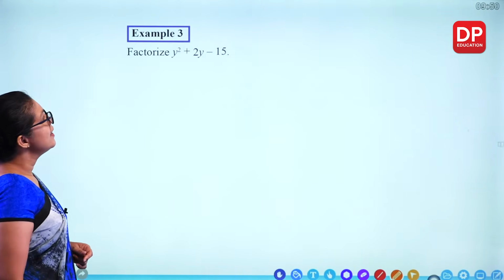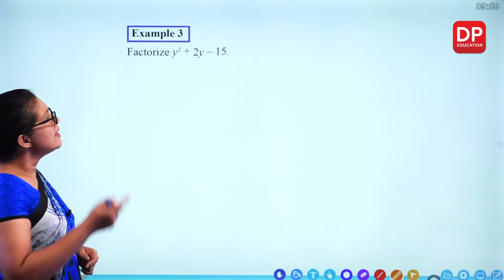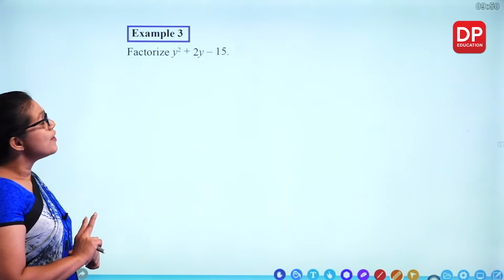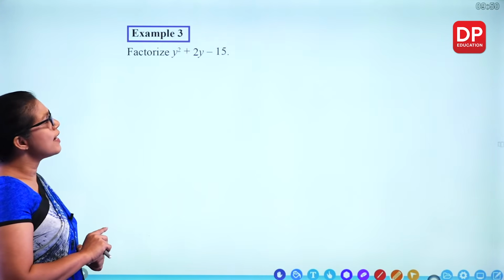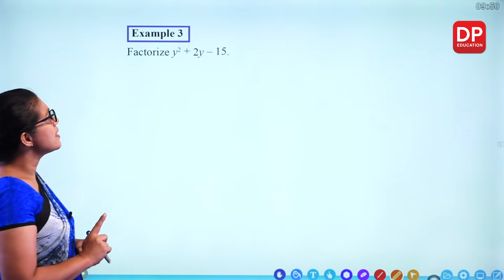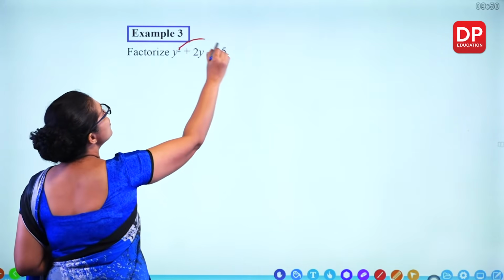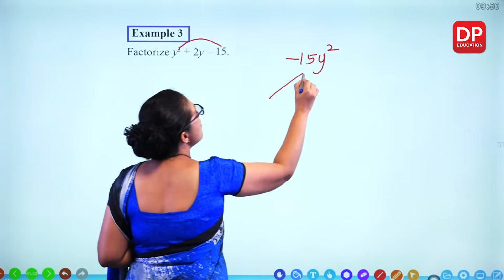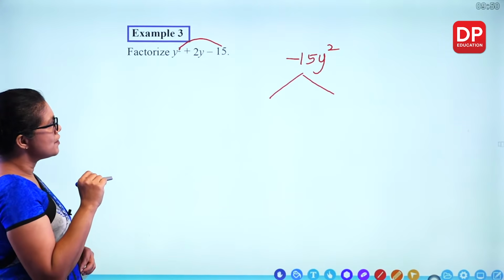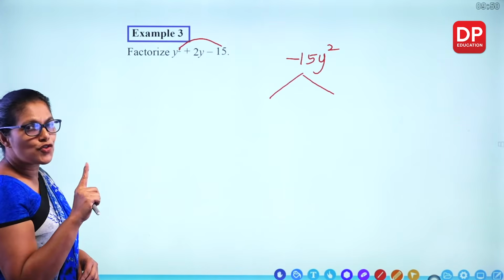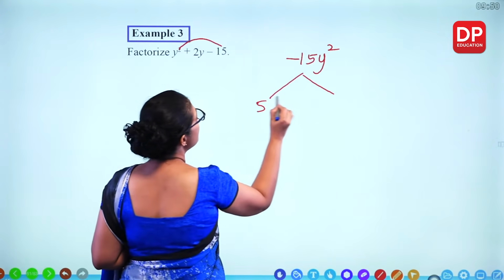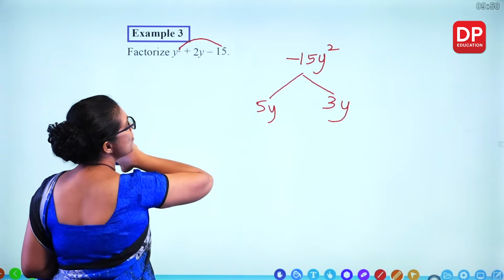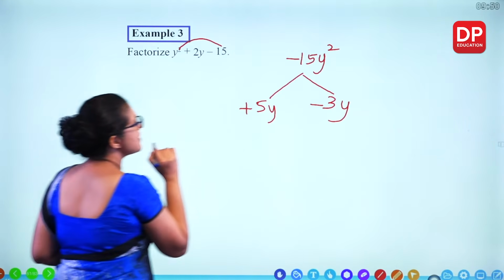Example number 3. Now the middle term is positive and the last term is negative. Then what we do? Now you are getting the difference. When you take the difference, you need to get plus 2. That means larger factor is positive. So we'll multiply these two, you get minus 15y squared. Find out the factors of minus 15. The difference is plus 2. 15 is 5 and 3. So the bigger one should be positive. So this is plus and this is minus.